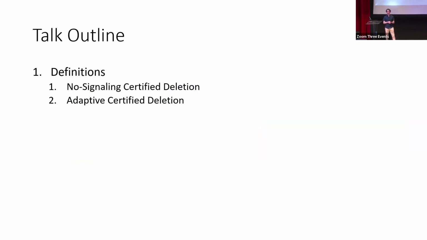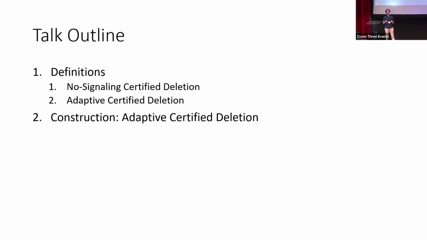For the rest of this talk, I'll start by going over the 2 different definitions. We have a no signaling definition as well as an adaptive definition, and I'll get into the differences between these in a little bit. I'll also talk about our adaptive construction, which is the most technically interesting part of our work. And then also, I'll give a very brief security intuition for this construction. And finally, I'll list a few open problems in this area.